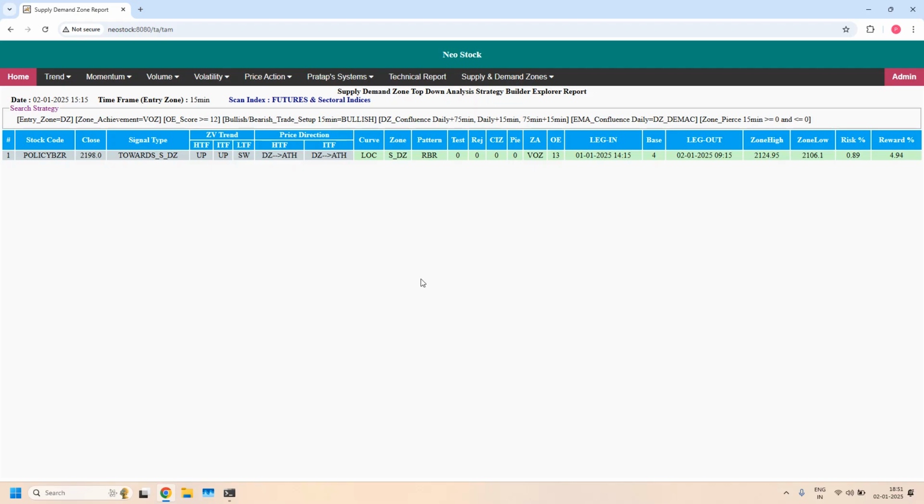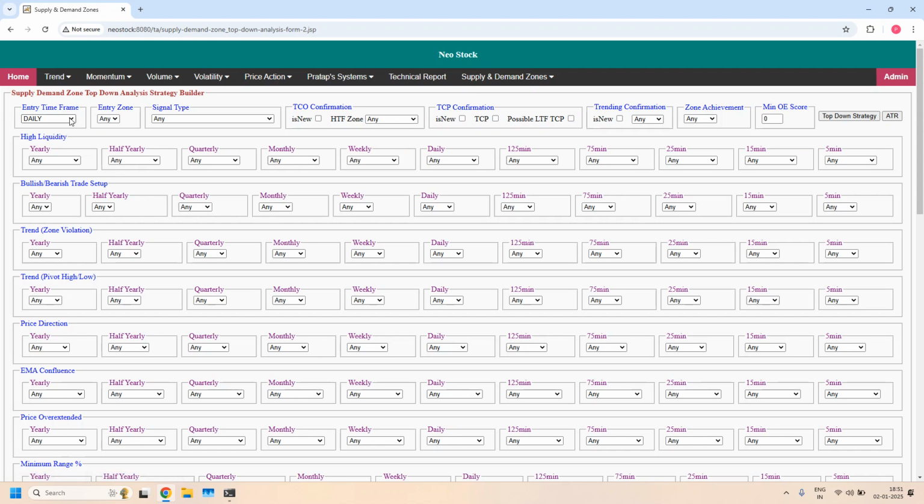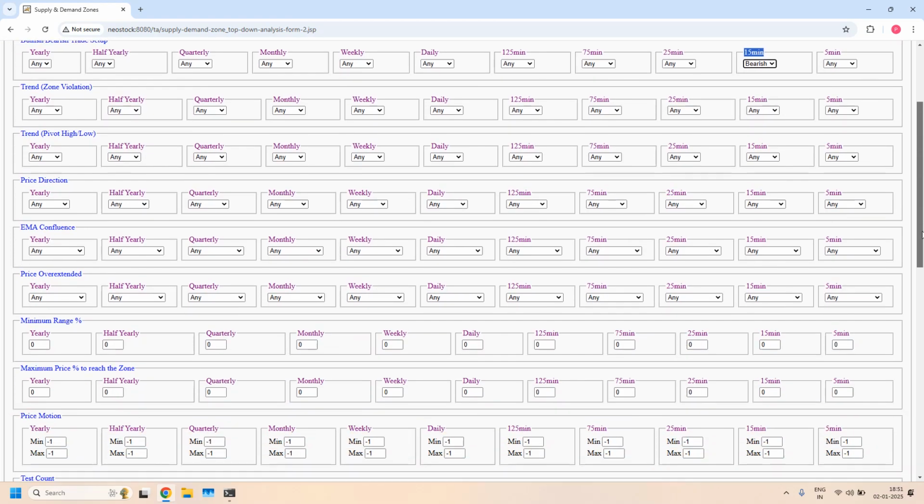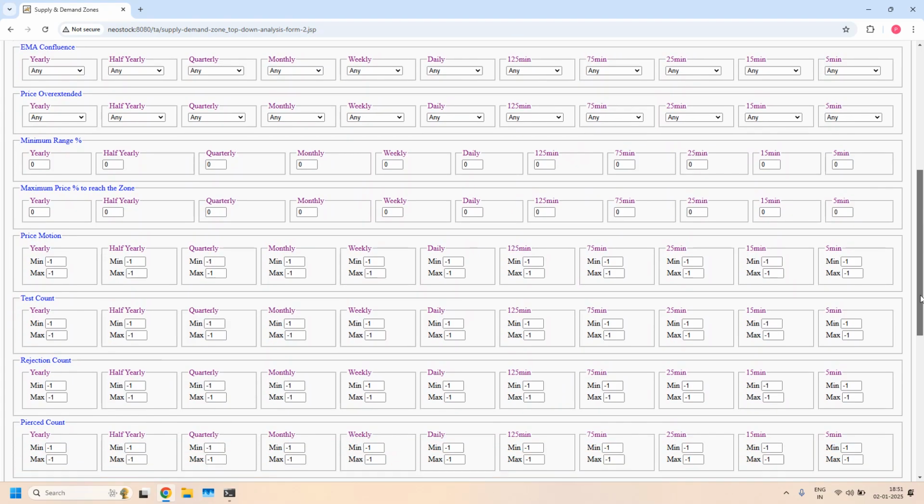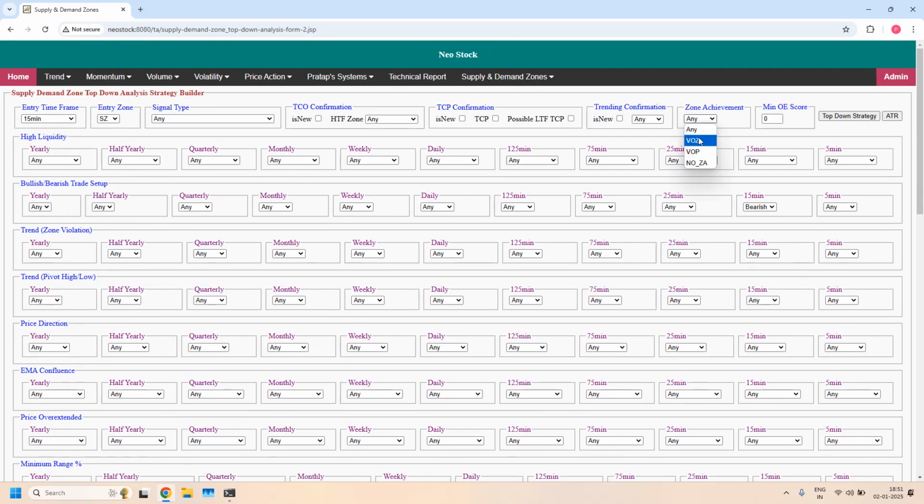Okay, next let us look for bearish trade setup for daily income trade. Entry time frame 15 minutes, entry zone, supply zone. In bullish or bearish trade setup at 15 minutes time frame, I am selecting bearish. These 15 minute supply zones should not be pierced. So in the pierced count, at 15 minutes time frame, minimum value 0, maximum value 0, zone achievement VOZ, minimum odd enhancer score 12. All 3 filters are applied to 15 minutes supply zone.